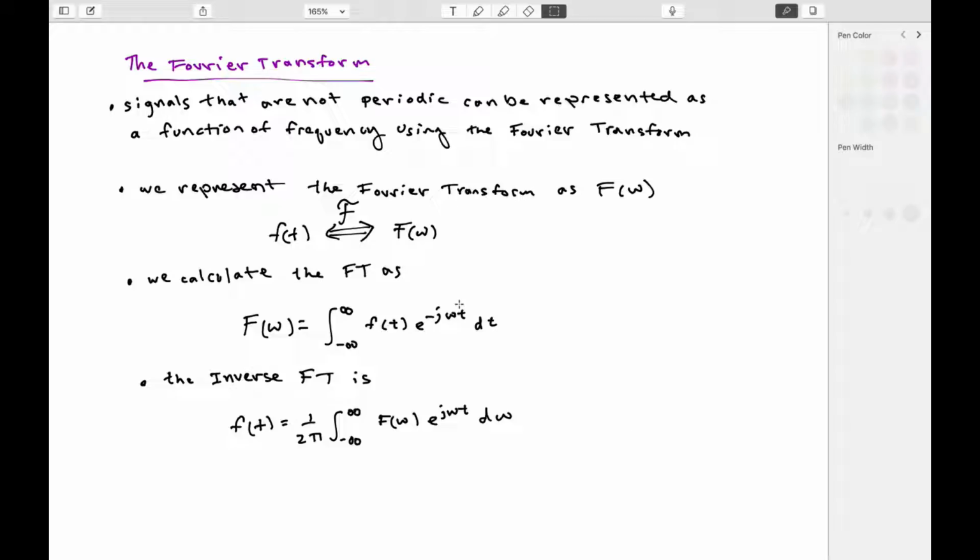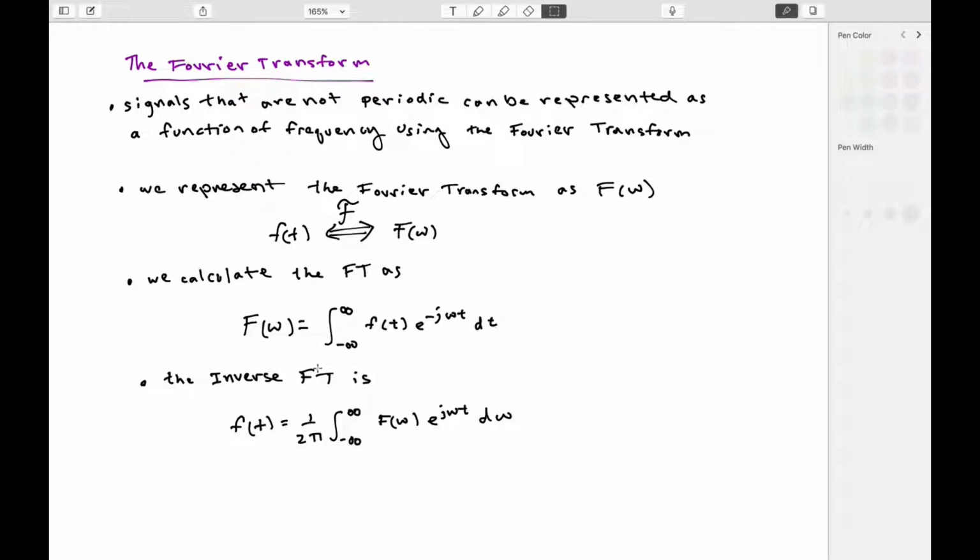We represent the Fourier transform as capital F of omega, and we would write that as saying that f of t can be transformed by the Fourier transform, which is a big fancy looking F, to big F of omega, the Fourier transform. We calculate the Fourier transform as F of omega equals the integral from minus infinity to infinity of f of t e to the minus j omega t dt. Now I know I'm going from time domain to frequency domain because I'm going to integrate out over all time t. So I'm going from minus infinity to infinity, and I'm integrating with respect to t.